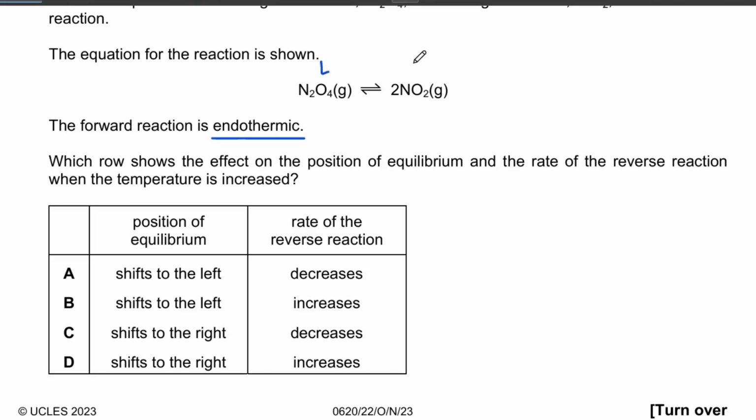Remember, this is your left and this is your right. And our right is the forward reaction, which is endo. So the equilibrium will shift to the right. And when the equilibrium shifts to the right, the reverse rate will therefore increase. So that means our answer is going to be D. Equilibrium shifts to the right, rate of reverse reaction increases. So don't forget, increase in temperature favors endothermic direction.